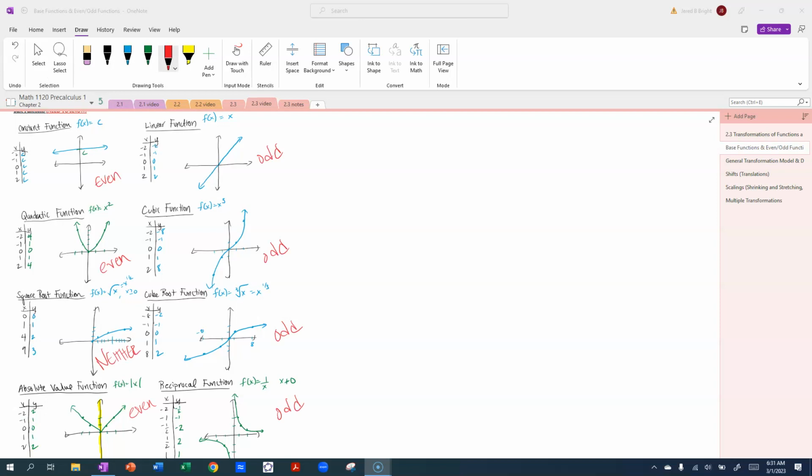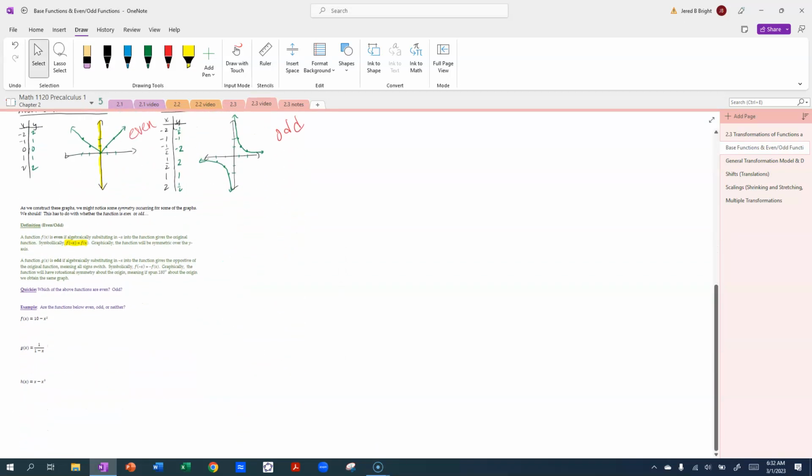My answers are in red. Okay, constant is even, cut it along the y-axis and it folds on itself. Odd for the linear function. Cubic function is odd. Quadratic is even. Notice that there's something to do with the exponents too. 1 is odd, 3 is odd, 2 is even. For the square root function, that isn't even or odd. It doesn't have any symmetry across the axes or about the origin. Cube root function, that's odd. Absolute value function is even, and then reciprocal function is odd.